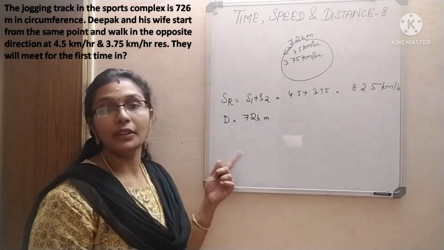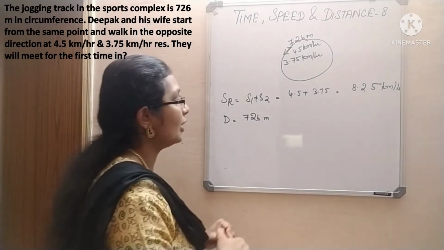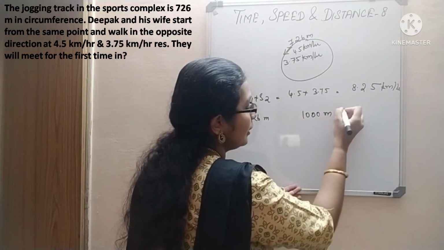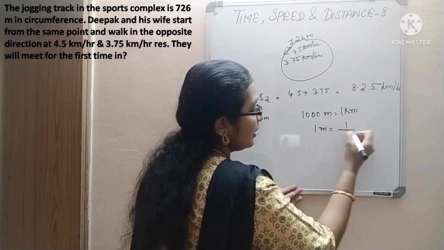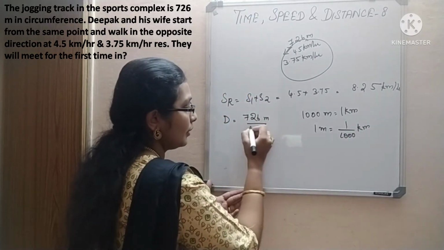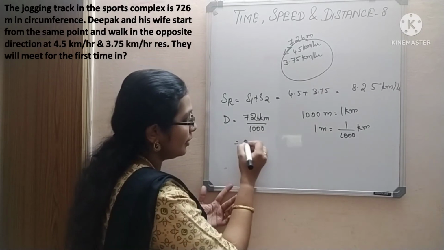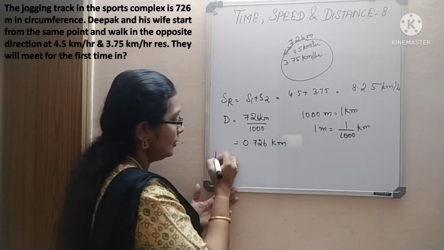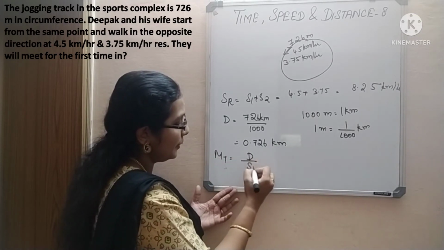Now their distance is given in meters, 726 meters, correct? So you'll have to convert this to kilometers since the speed unit is in kilometers. You know 1000 meters is equal to 1 kilometer. So 1 meter is equal to 1 by 1000 kilometers. So you'll have to divide it by 1000, which is equal to 0.726 kilometer.